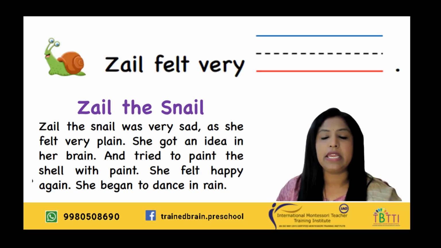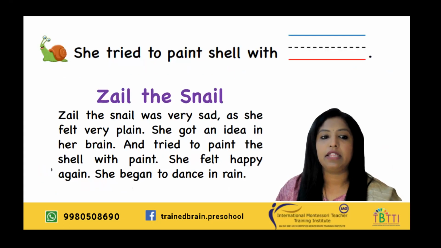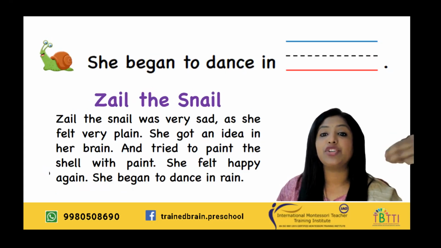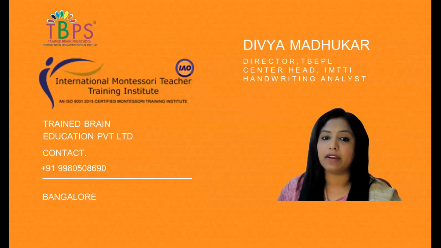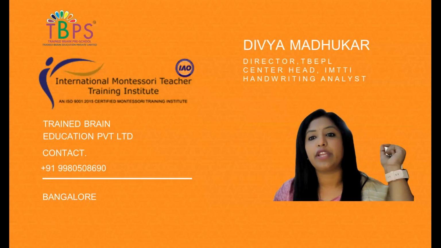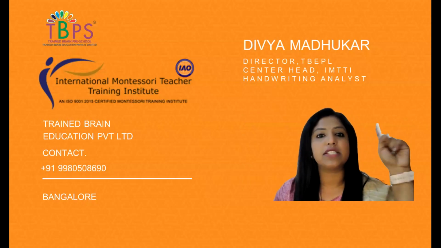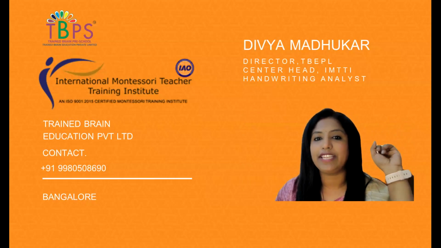Zale felt very plain. Third question, she tried to paint the shell with paint. She began to dance in the rain. That is something that we can always look for. So this is our first sound that we saw yesterday.